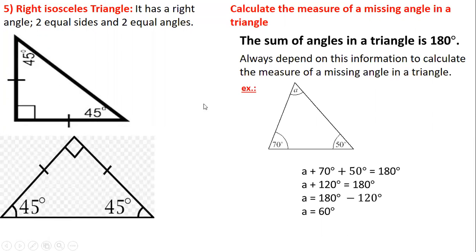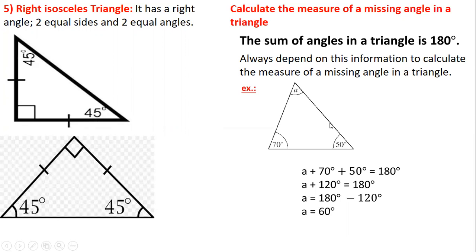45 degrees. Now, we will learn how to calculate the measure of a missing angle in any triangle. To calculate the measure of the missing angle in any triangle, we should start from this very important sentence that I told you about before. The sum of angles in a triangle is 180 degrees. So always depend on this information to calculate the measure of a missing angle in any triangle.